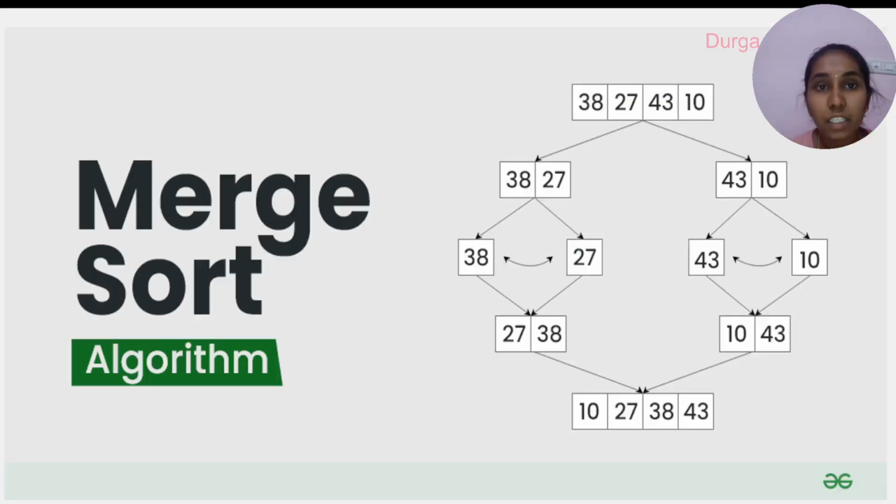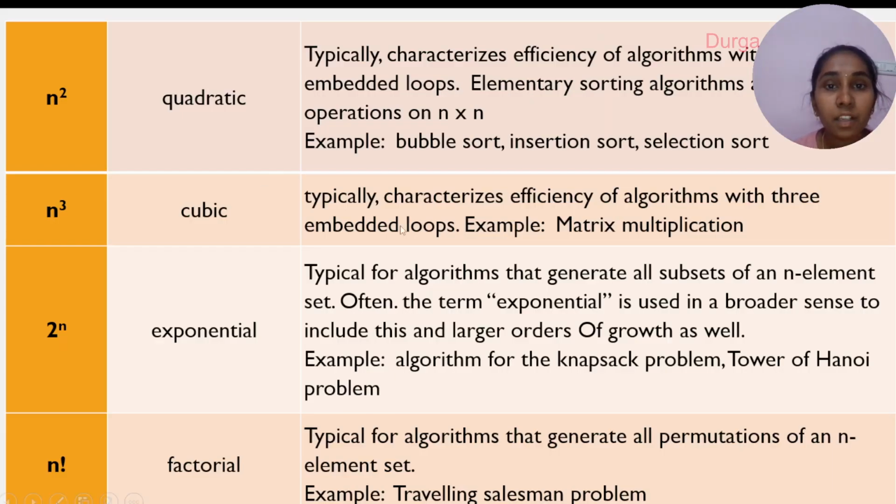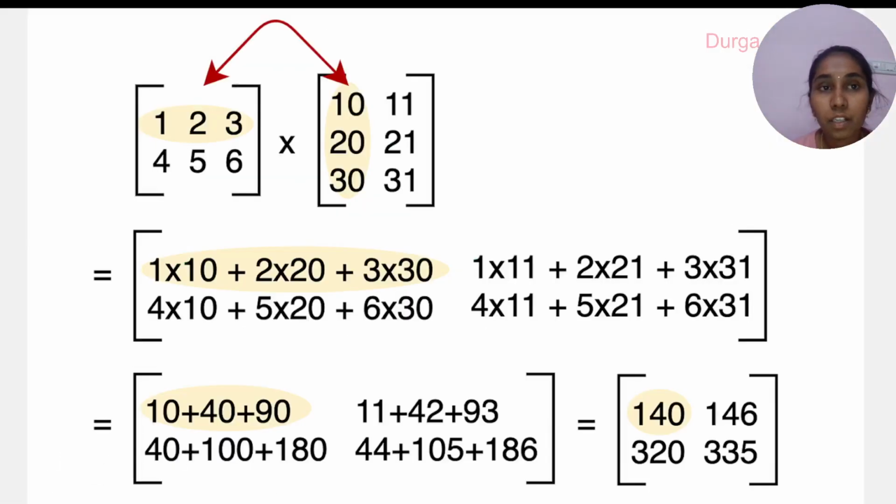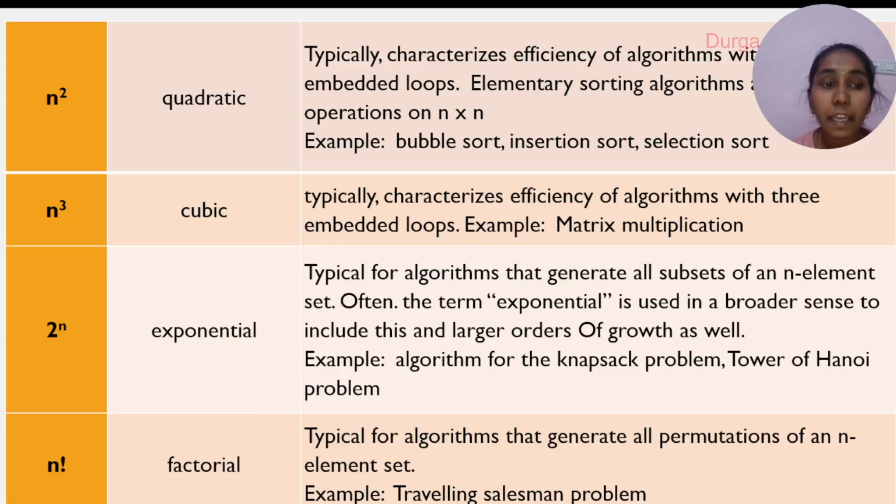Okay. So the next one is cubic. The example is matrix multiplication. So in matrix multiplication, this is two rows, three columns. Here, three rows, two columns. First row, first column; first row, second column; second row, first column; second row, second column. So in this way, the matrix multiplication operation will be done. Okay. So the time complexity for this type of problem is order of n cube.